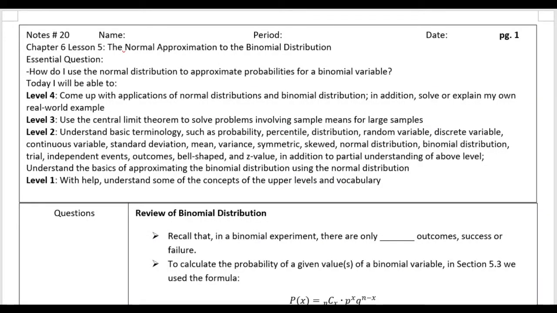All right, guys, so we're going to finish off the unit with lesson 5. This is the last part of the chapter. In this lesson, we're going to be looking at being able to use the normal distribution to approximate the binomial distribution. For this, we're going to need to refresh ourselves on some of the concepts of the binomial distribution, which was in the last chapter. It was chapter 5.